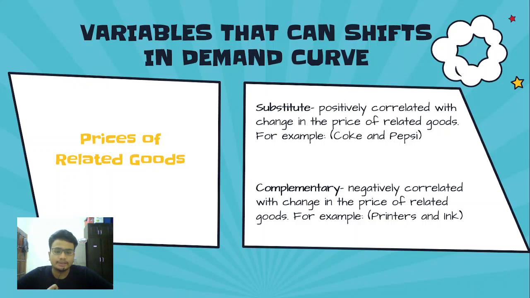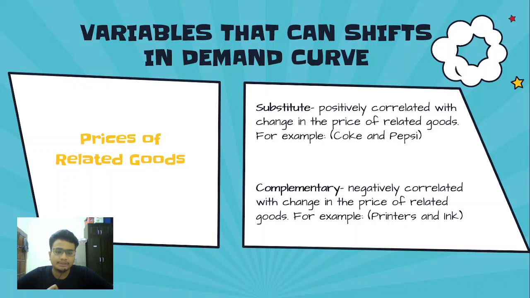There are two: substitute and complementary. Substitute is positively correlated with a change in the price of related goods. For example, Coca-Cola and Pepsi. In this situation, if the price of Coca-Cola is increased, the quantity demanded of Pepsi will increase because consumers will go and buy Pepsi.